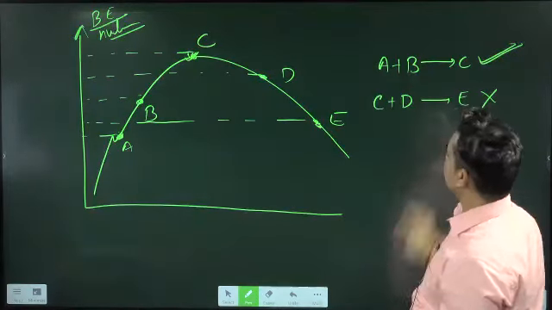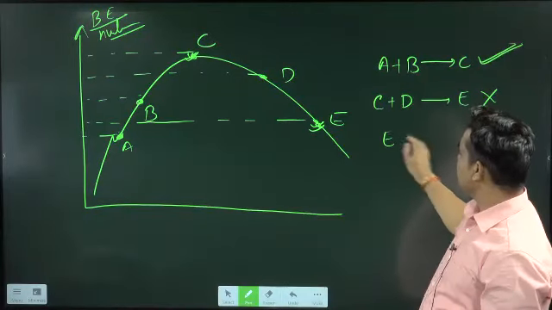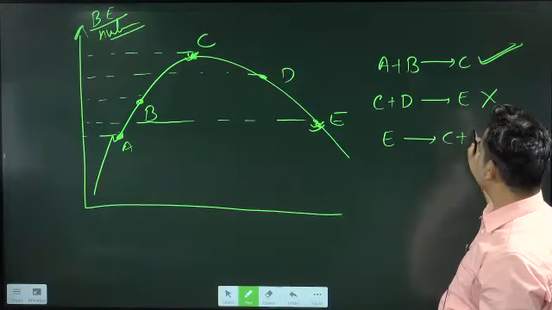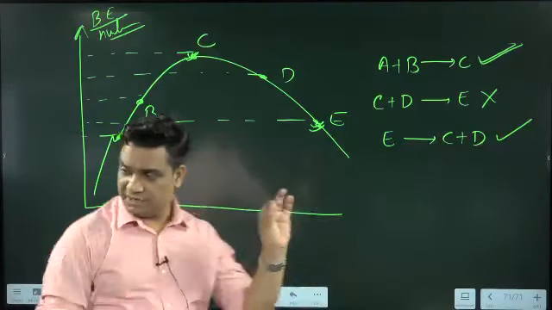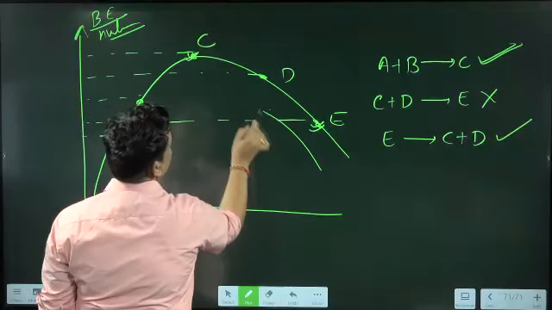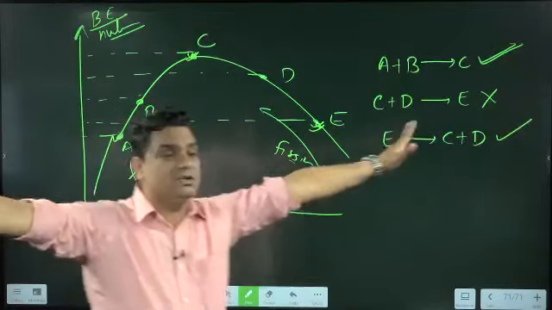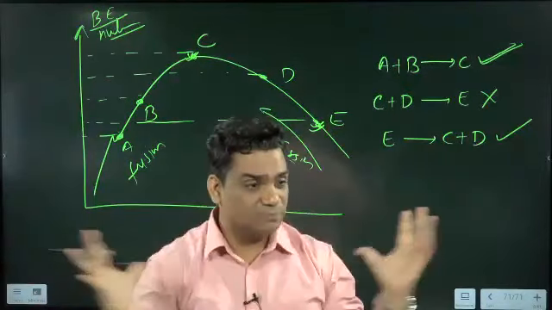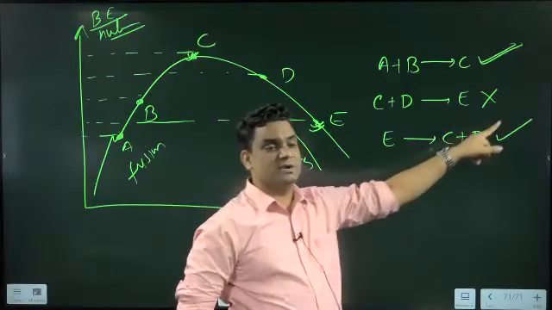It is not there because E is unstable, so not possible. If I say E can give you C plus D, yes, E can divide. This heavier nucleus can divide. On this side fusion is there, meaning they will combine, and on this side fission is there. Fission means division. Heavier nuclei will divide and smaller nuclei will combine. So we can say E giving you C plus D.